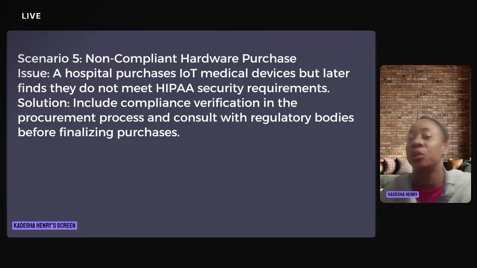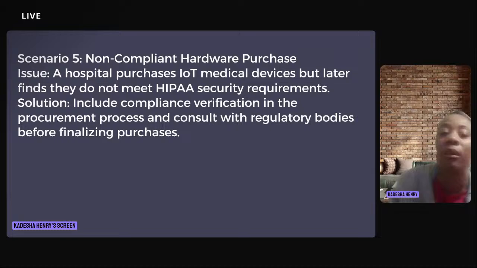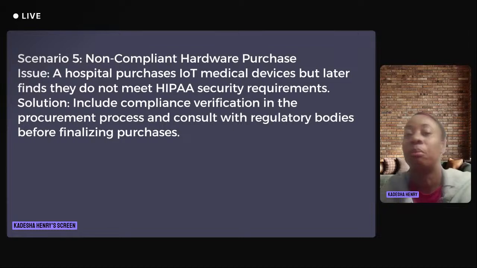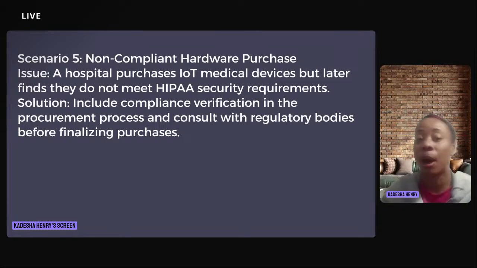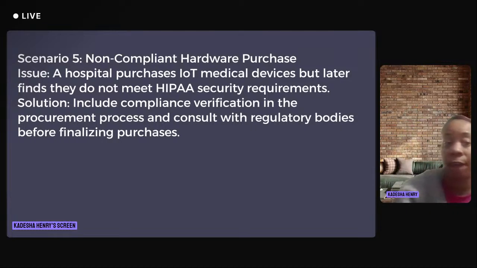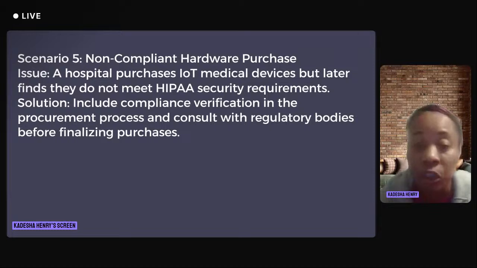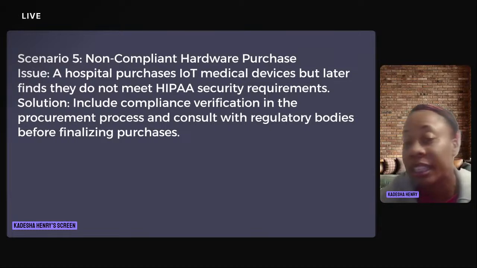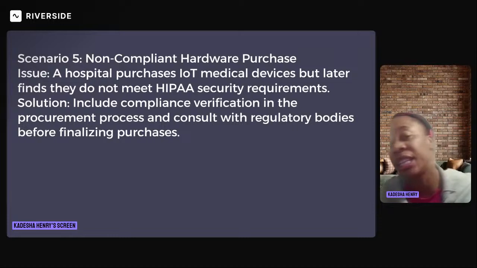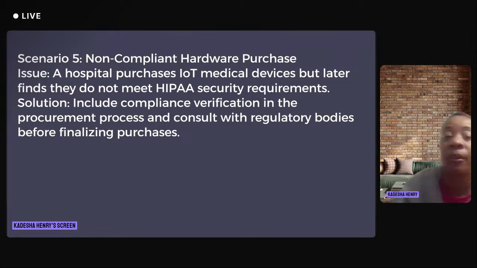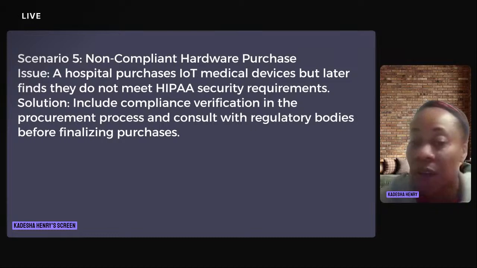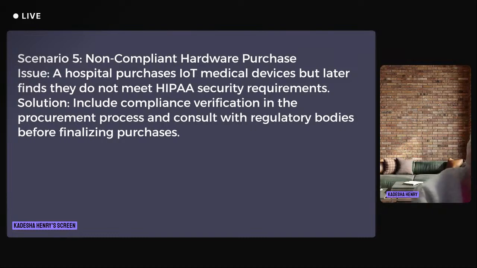Remember that hospitals use Internet of Things, right? We use them in our homes, we use them in different places. And then you bought the equipment, or the IT department bought the equipment to use in the hospital. But later on, they found out that the equipment they bought did not meet HIPAA security requirements. There is no encryption. There are vulnerabilities in the system that are going to put the patient data at risk. So HIPAA is all about securing the patient information, right?